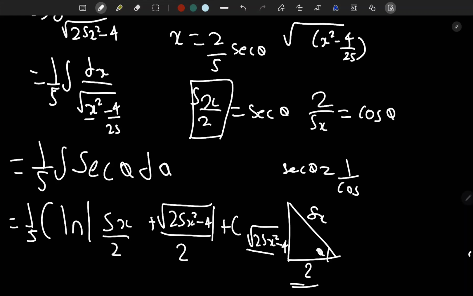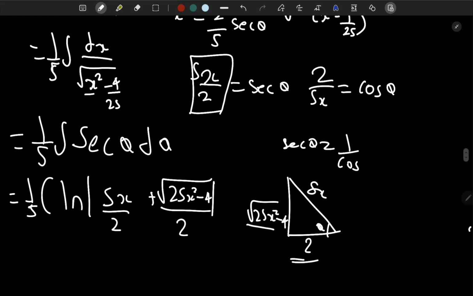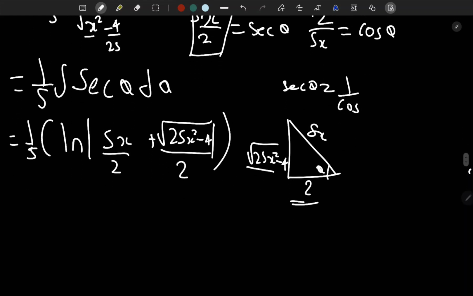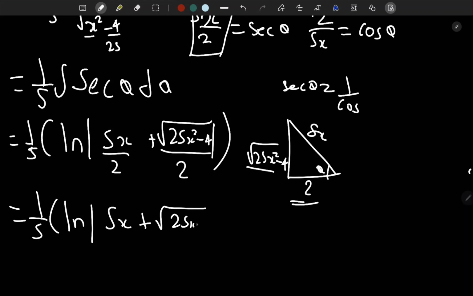And now we can simplify this because we can find the radical. So let's do that. Actually, I'll leave the c for now. Let's simplify it first. Or what we can do is merge these, since these two are the same denominators. So the final answer would be 1 over 5 ln of 5x plus radical 25x squared minus 4, all over 2, plus c. And here is the final answer.